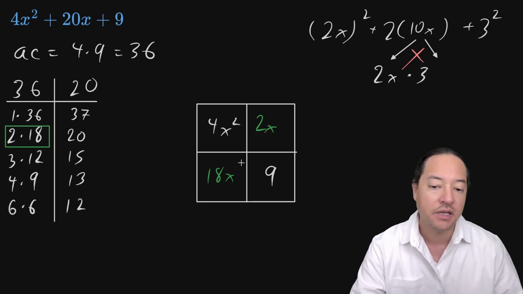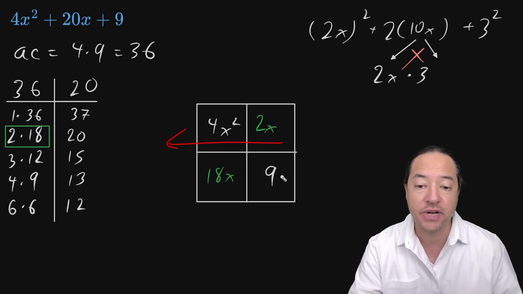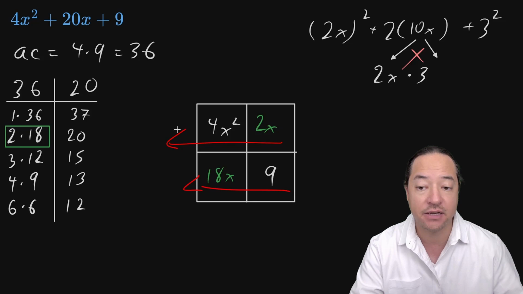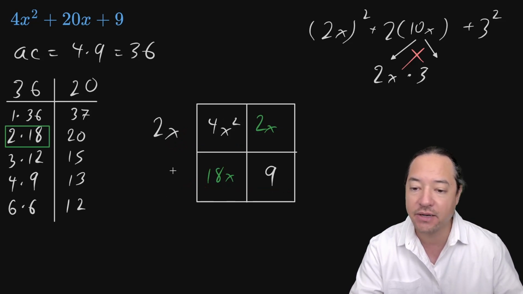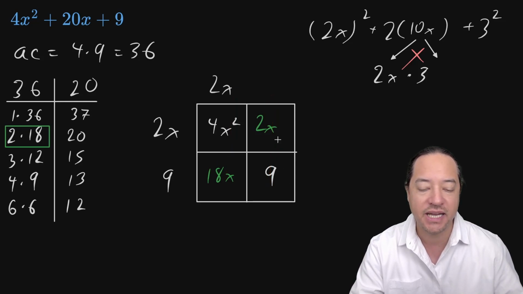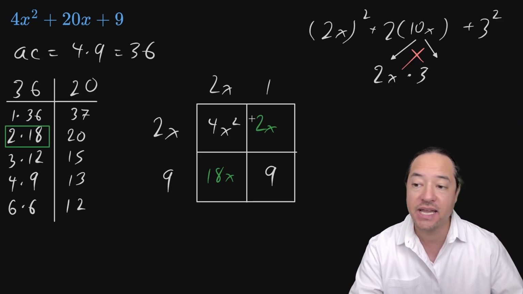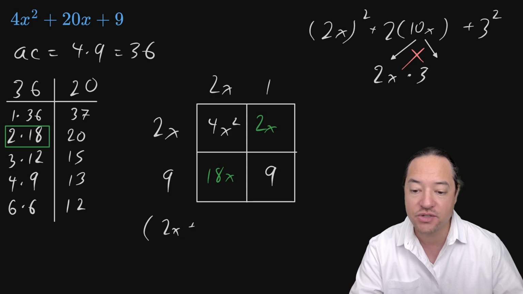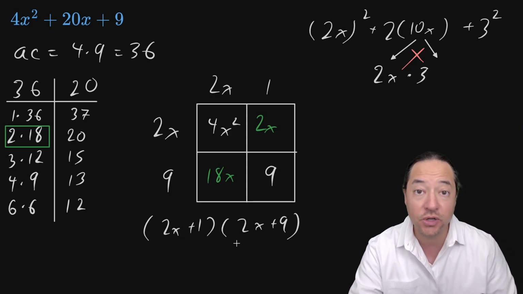Okay. Now, of course, the goal here is to take out a greatest common factor from each row and write it down here. Over here, that looks like that'll be a 2x. Over here, we can take out a 9. If we take out a greatest common factor for each column now, well, I think we can only take out a 2x here. And here we can't take anything out, so it'll just be a 1, right? And so what we're saying is that this should then equal a 2x plus 1 multiplied by a 2x plus 9.